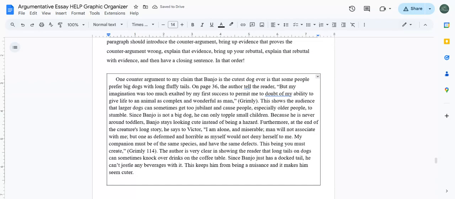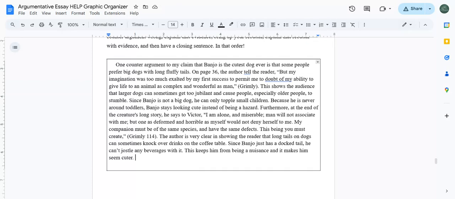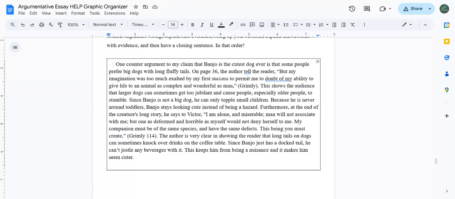All right, we need a closing sentence. Since Banjo, this keeps him from being a nuisance. Let's say, we said all in all earlier. I think I want to save in conclusion for my conclusion for the whole essay. Why don't we look one up? Transition words and phrases for conclusions. Ooh, look how specific I'm being.